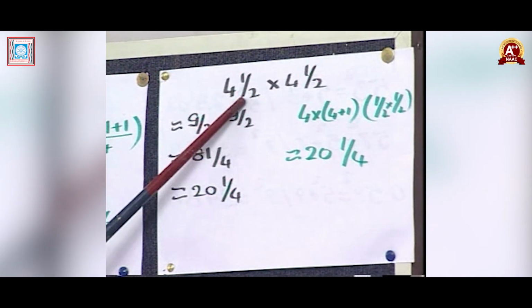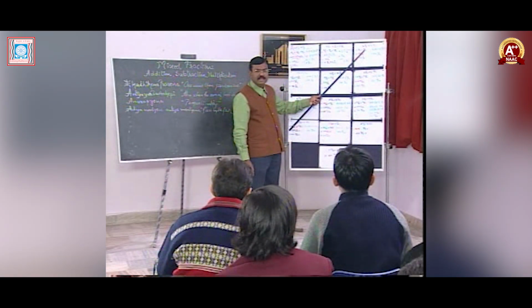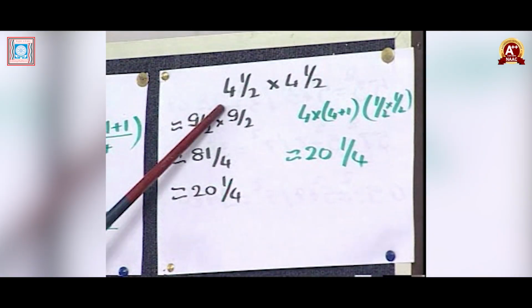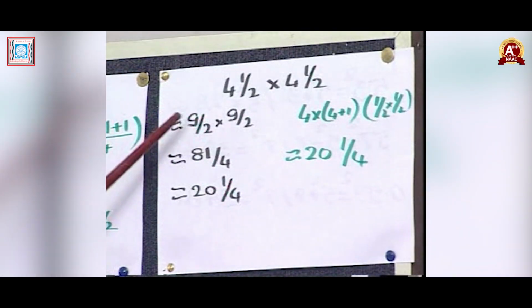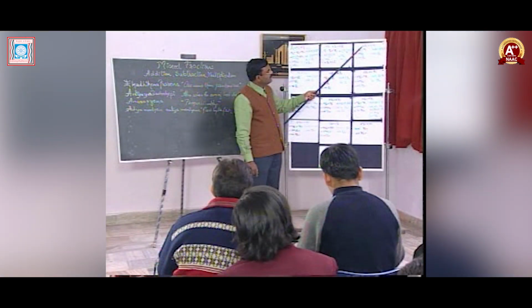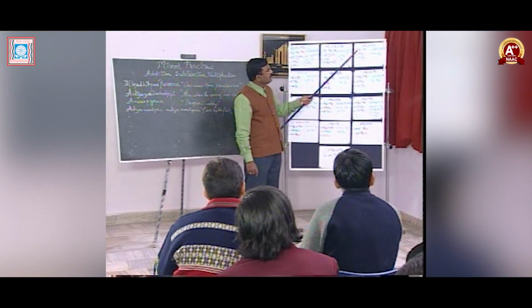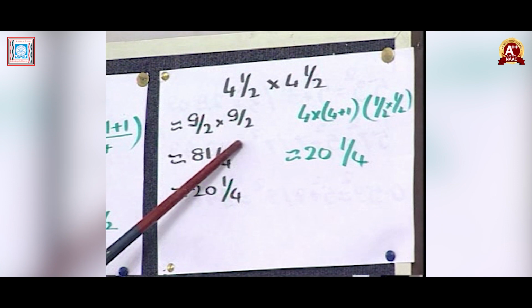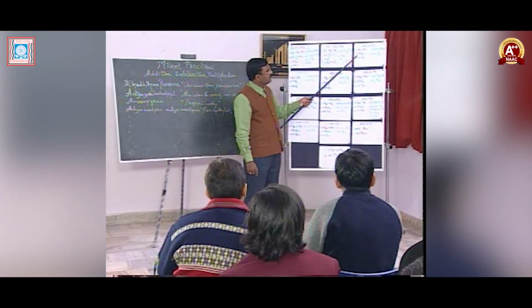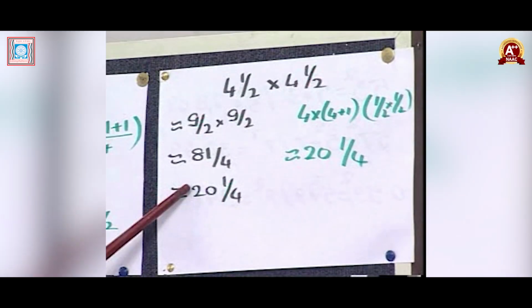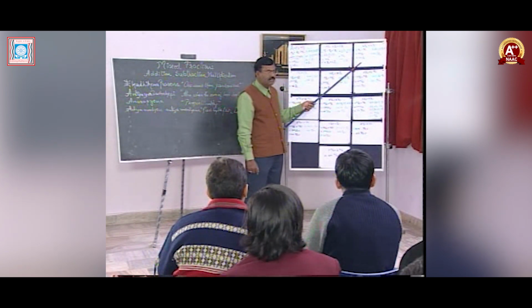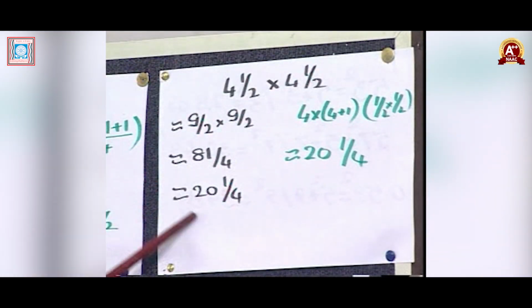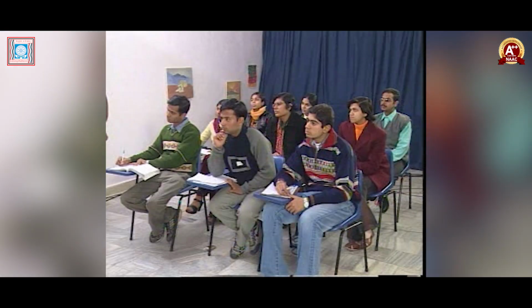That means because of this reason, you are applying Ekadhikena Purvena. This is nothing but 4.5 multiplied by 4.5. In the usual conventional method, we convert 4 2s are 8 plus 1, 9 by 2, multiplied by 9 by 2. You will get the product 81 by 4. Once again, you are converting the improper fraction to the mixed fraction. You get 20 integer 1 by 4. This is not required for the Vedic method application.